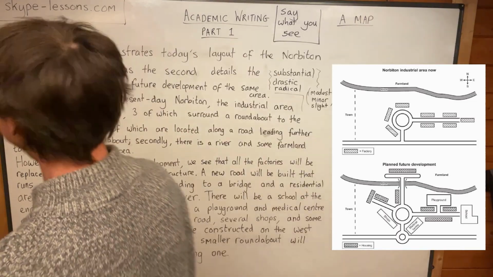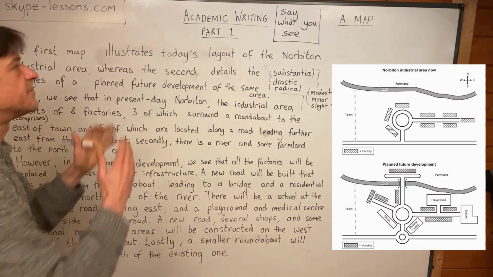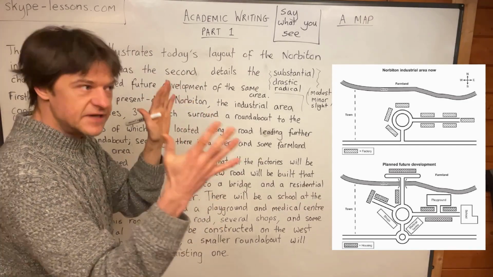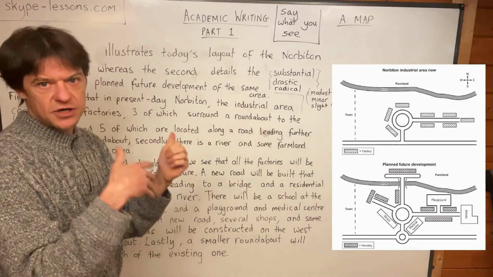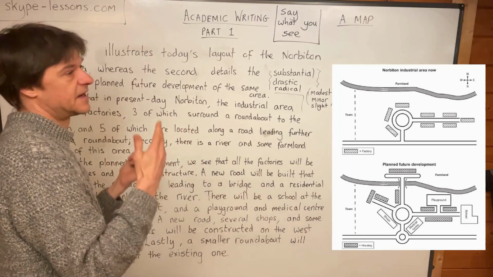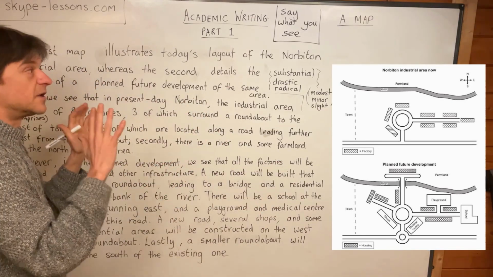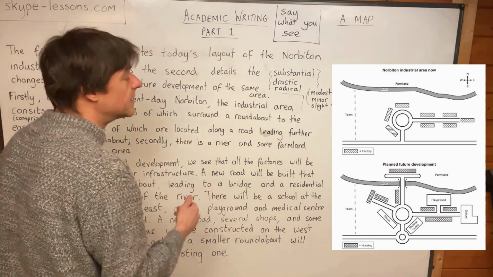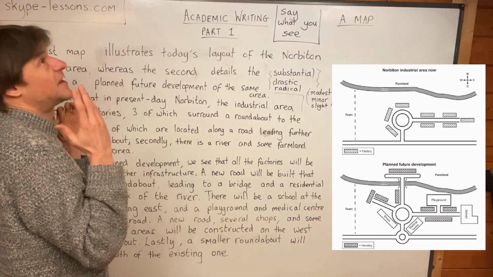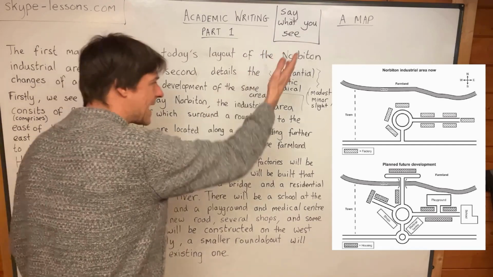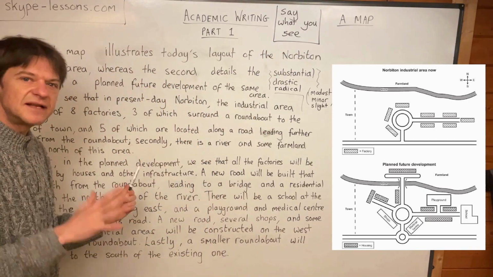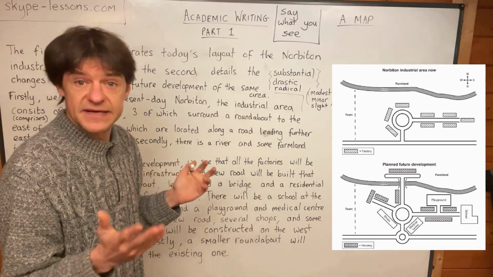Good morning everybody. We're looking at academic writing part 1 and we've already done this, but we did this with bar charts, line graphs, pie charts. There are a lot of diagrams which may appear in part 1, and the second type of diagram is a map.